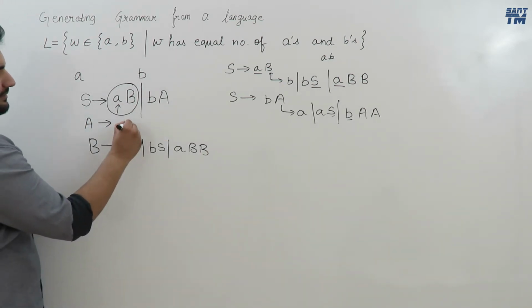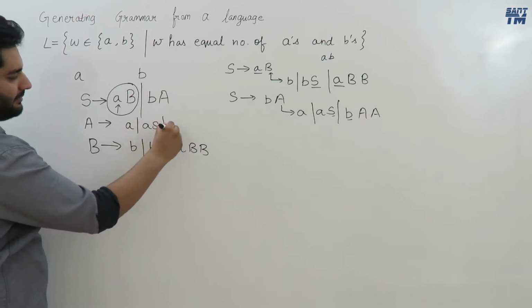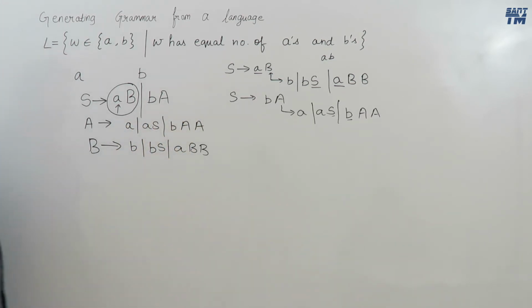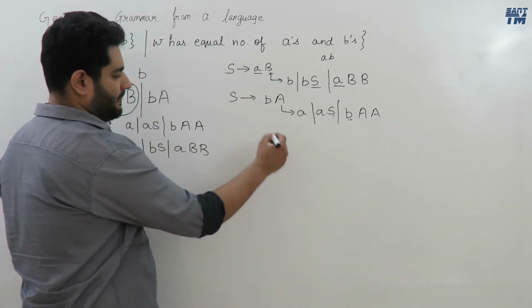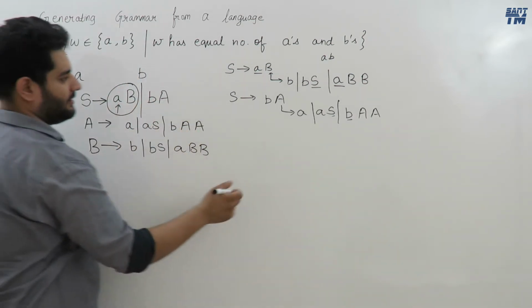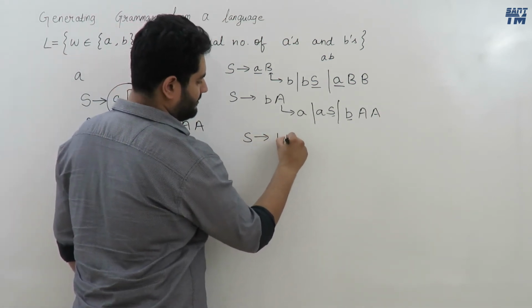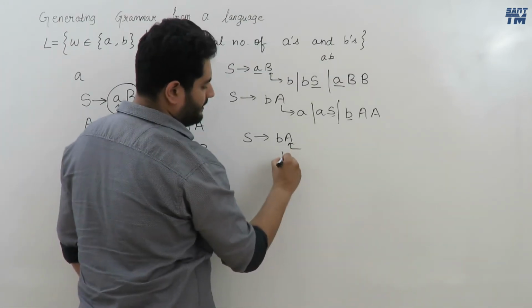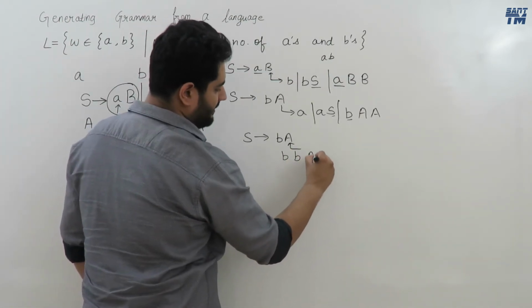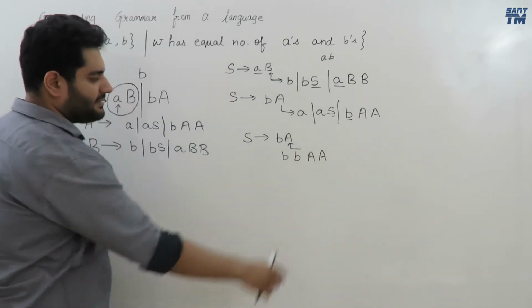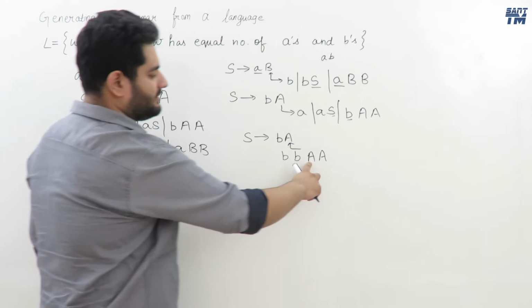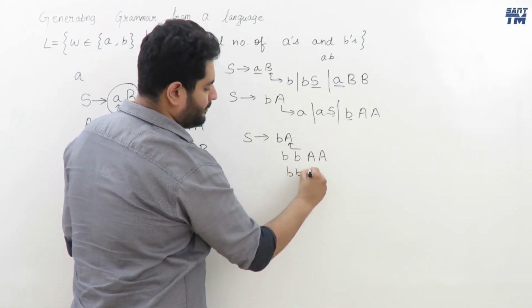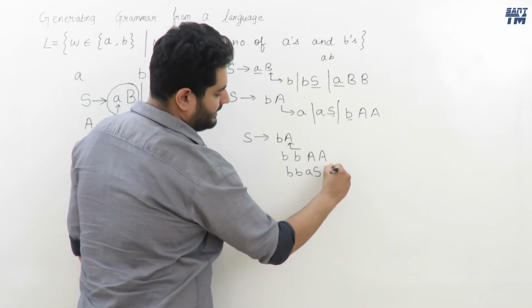So a similar production will be for A also, AS, B, AA. Now let's check if we have derived all the production rules correctly or not. So consider S derives BA. We start from S derives BA. Let's say in place of A we substitute BAA. B, capital A, capital A. Now in place of this A, let us say we substitute AS. B, AS, and here also we substitute AS.